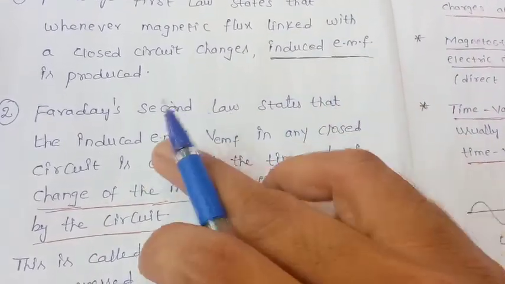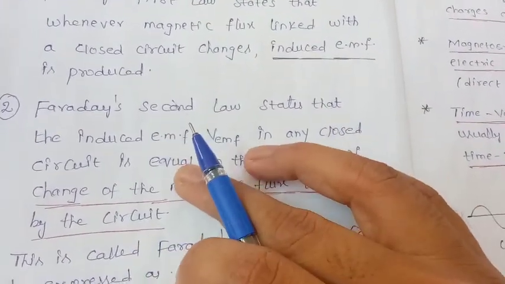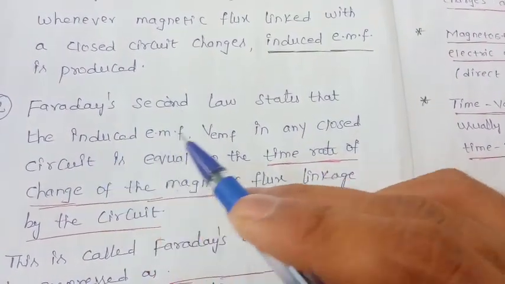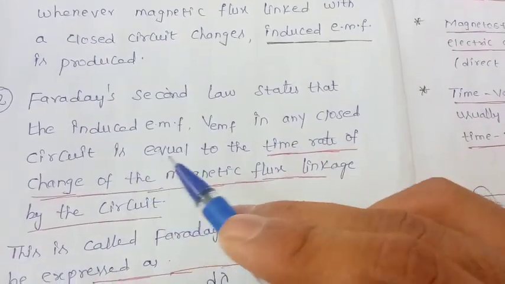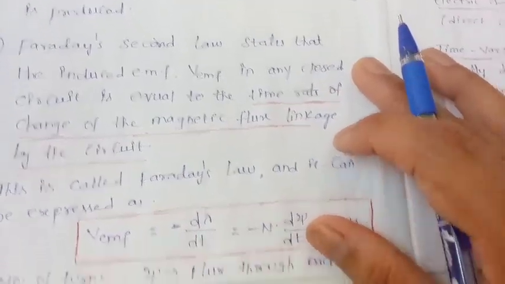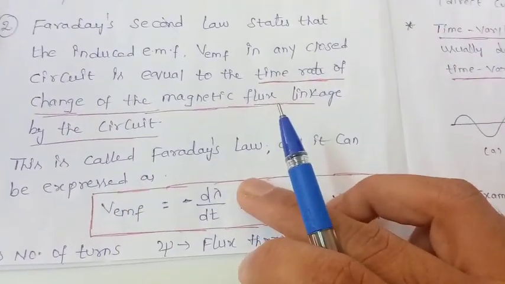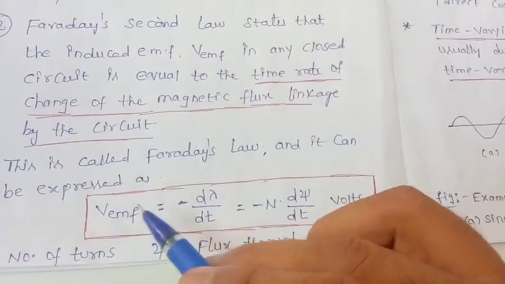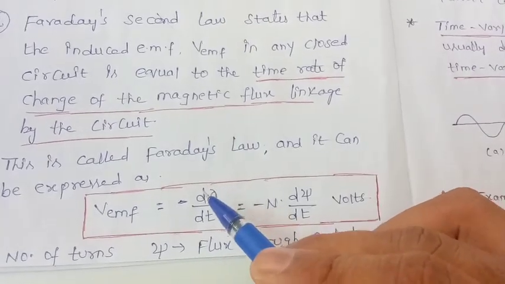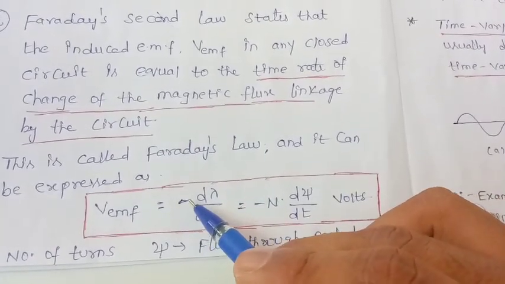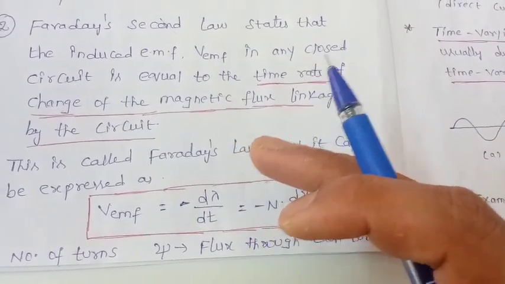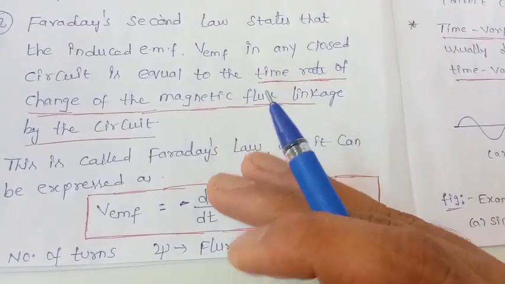The second law is actually Faraday's law. In so many books this is treated as Faraday's law. Faraday's second law states that the induced EMF in any closed circuit is equal to the time rate of change of the magnetic flux linkage by the circuit. It is expressed as the induced EMF equals the negative time rate of change of magnetic flux linkage. This negative sign means the induced EMF will produce an induced current in such a direction that it opposes the change in magnetic flux.